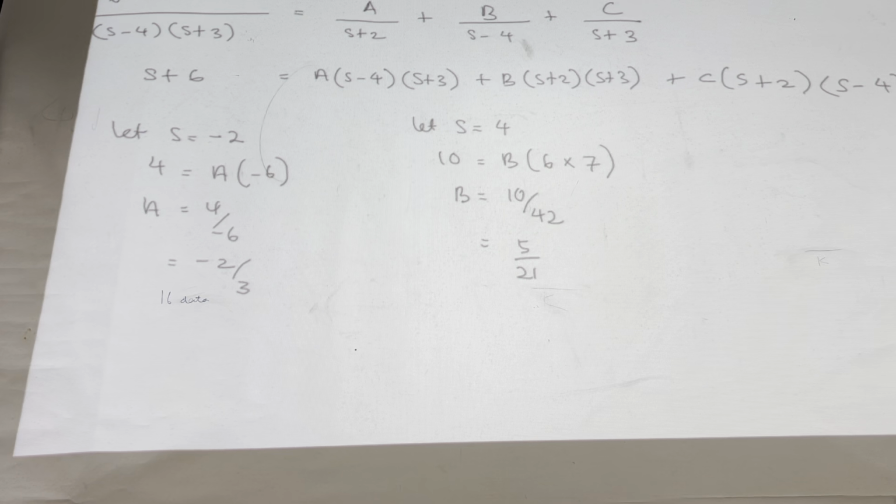And to solve for C, that means A and B must go to 0. That means we set S equal to minus 3. So let S equal to minus 3. So minus 3 plus 6 is 3. A is 0, B is 0, C: minus 3 plus 2 is minus 1, minus 3 minus 4, minus 7. So C equal to 3 divided by 7.